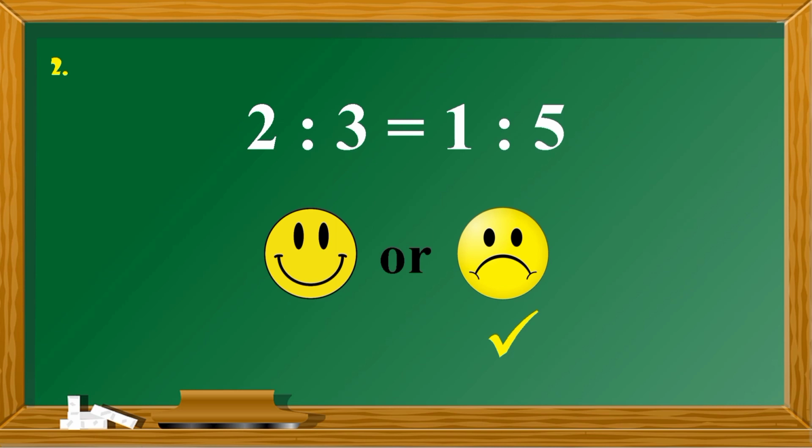2 times 5 is 10. 3 times 1 is 3. The product of the means and the product of the extremes are not equal. Good job, kids!